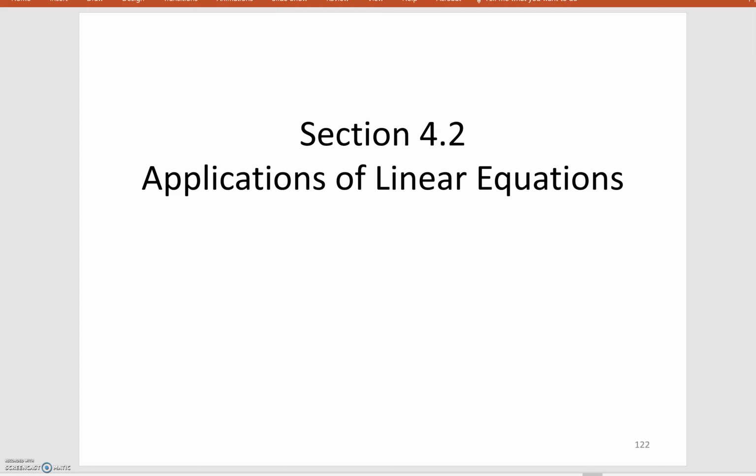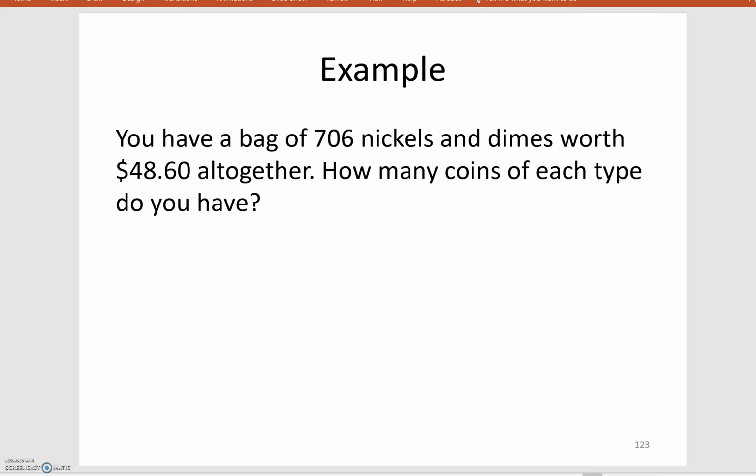Section 4.2 Applications of Linear Equations. So as we began talking in section 4.1 about solving systems of linear equations, now we're going to look at how we can apply those systems to solving word problems. A lot of these, especially the initial types of word problems, will look kind of familiar. You've probably solved problems like this before, but you might not have used matrix methods. But we're going to be using matrix methods for these.